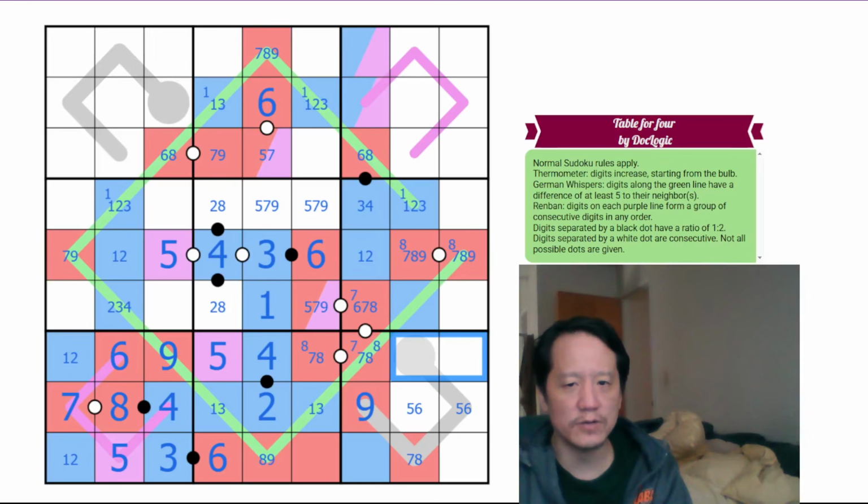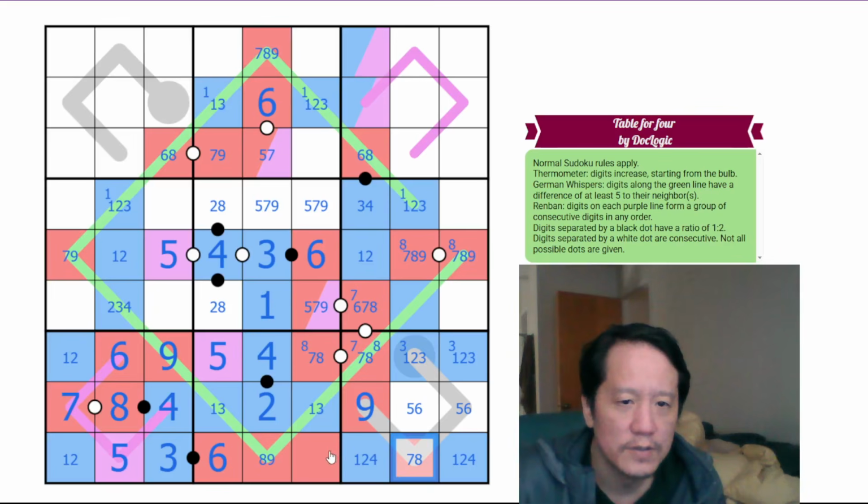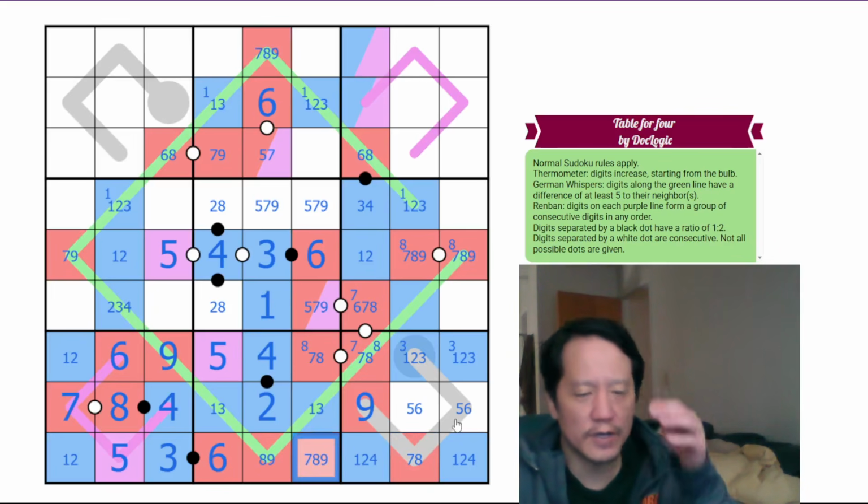This has to be low. So we have 1, 2, or 3 here, and 3 has to be one of these two. This is low. This is 5, 6 as a pair. So this is 1 through 4 here, and is low. No 3 here. 1, 2, or 4 there. This has to be 7, 8, or 9.